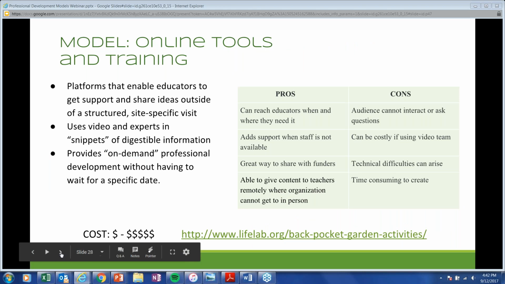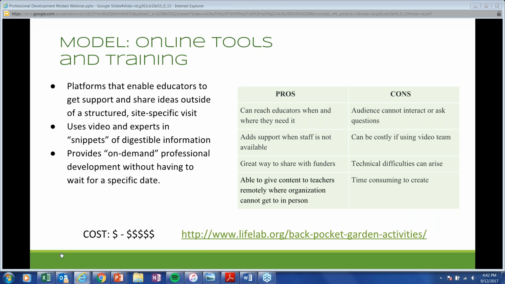And finally, just before we get to the case studies, because I want to make sure we have time for those, are these online tools and training. The cost here could be nil all the way to super expensive. They use videos and experts and snippets of digestible information, and it's on demand. So when you want to know something, you have it. It can reach educators where they are, add support when staff isn't available. It's really, really great. This came up when we were planning for funders. If you have videos of this, you can actually show people who are outside of our world how impactful what we do is. And it helps with that content piece that sometimes is missing when we can't be there.